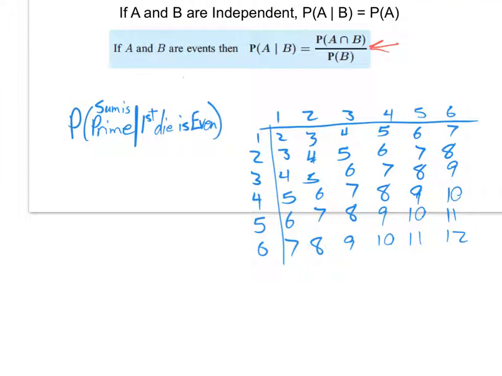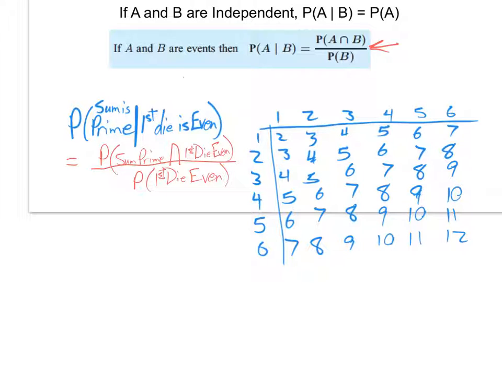What we would be doing here is finding the probability that the sum is prime and the first die is even, over the probability that the first die is even. Okay. So we're looking for an intersection first.